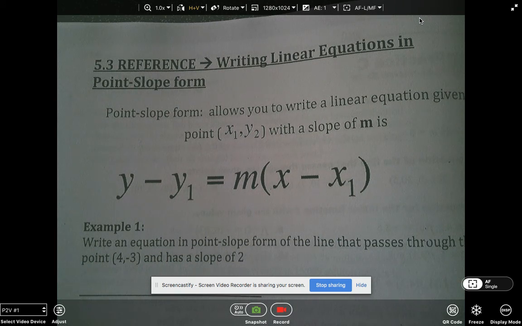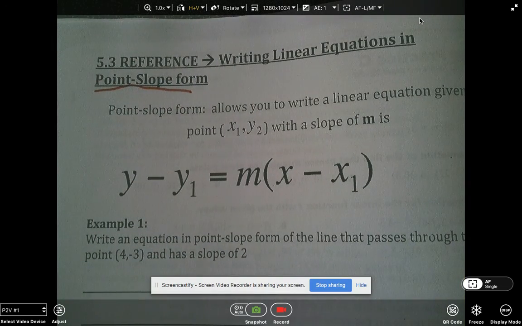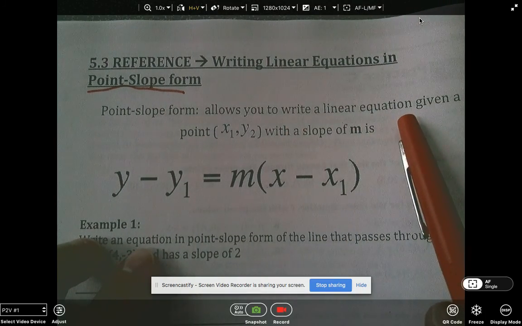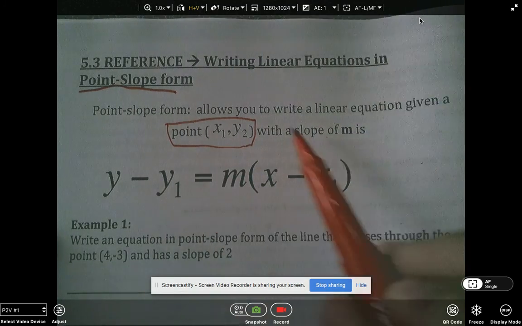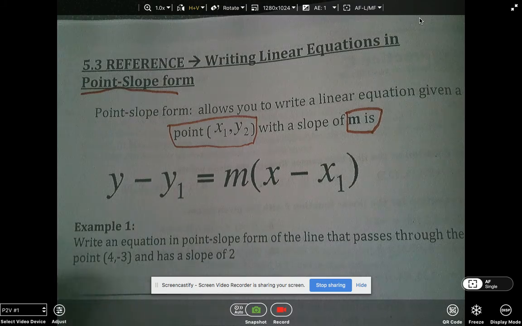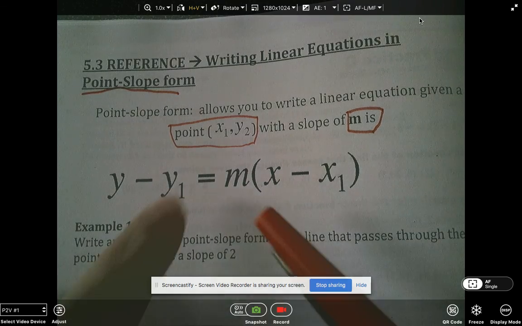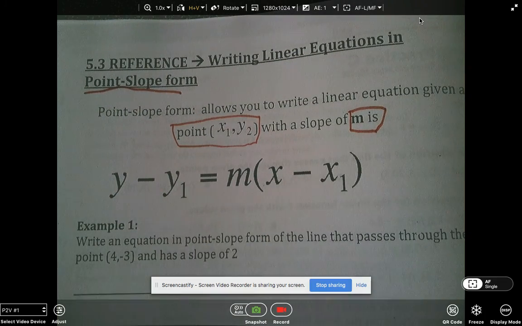In this video reference for section 5.3, we're going to learn to write linear equations, but we're going to use a brand new format, which is called the point-slope format. Point-slope format is exactly what it sounds like. It allows you to write a linear equation given literally just one point on the graph and the slope m. So you no longer need the y-intercept. You can just use any point and its slope and then write the equation.